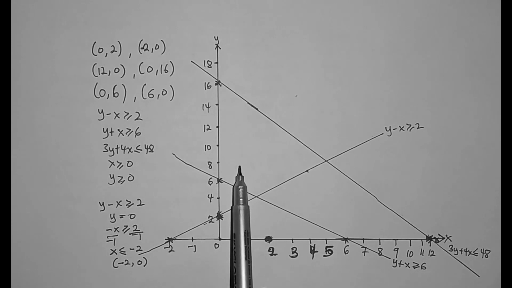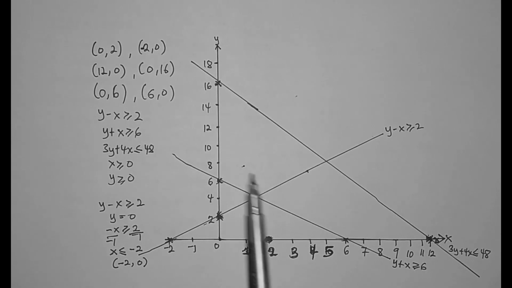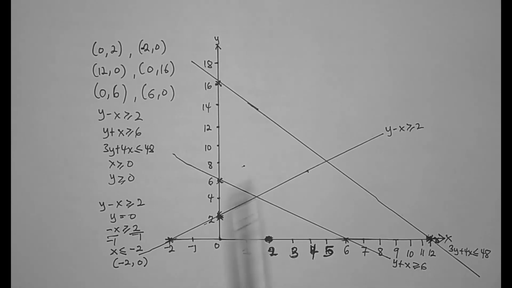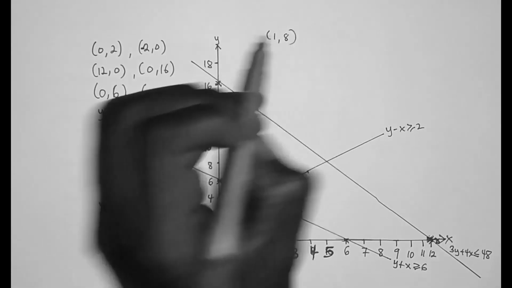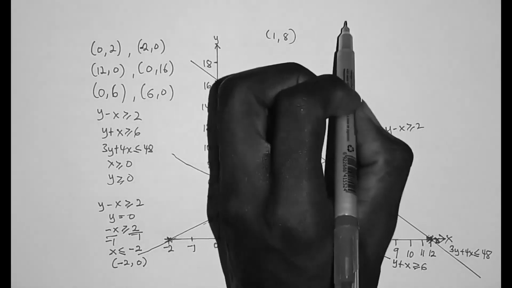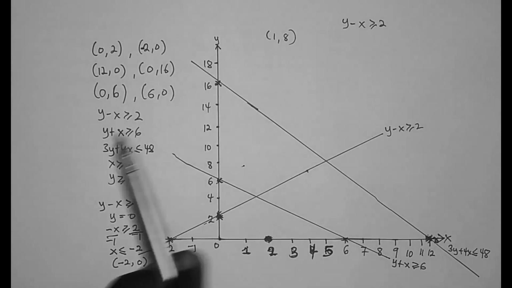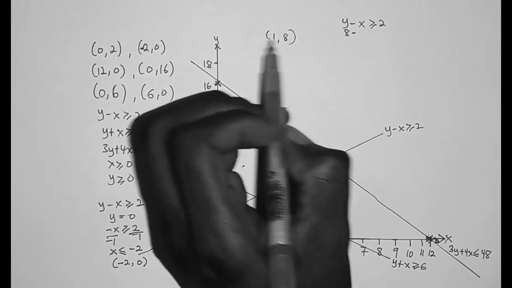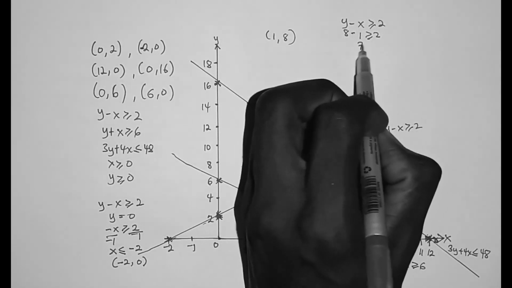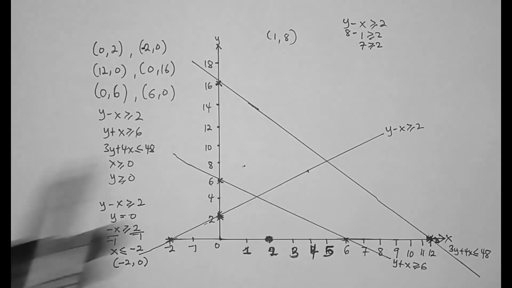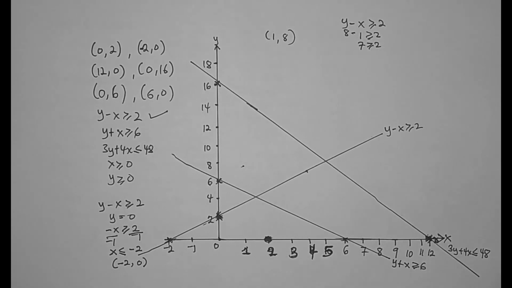So let's find the required region. Let's take a point somewhere here, the point 1 and 8. You can see that 1 and 8 is in this region. Test for this region and see. We have the inequality y minus x is greater than or equal to 2. So y is 8 minus x 1 is greater than or equal to 2. 8 minus 1 is 7, and 7 is greater than or equal to 2. And therefore the point passes this constraint.